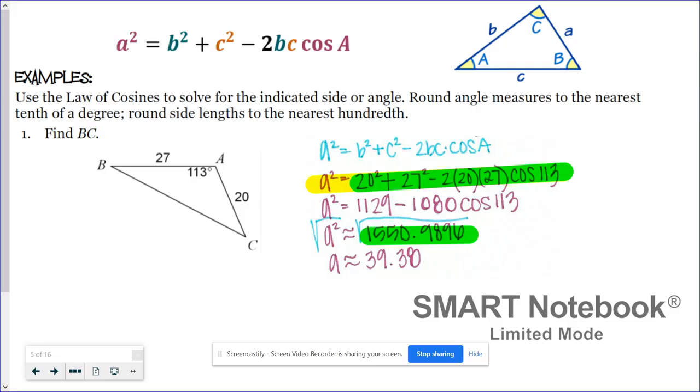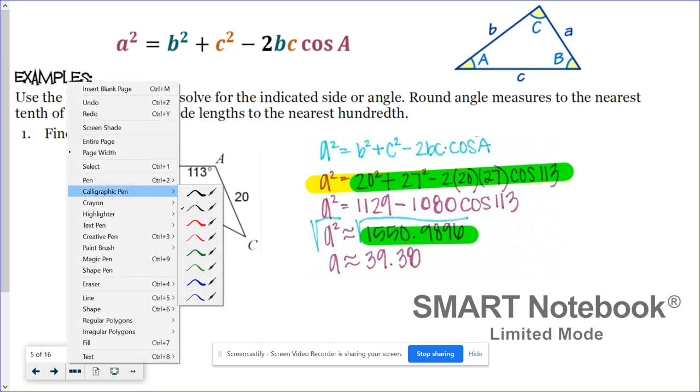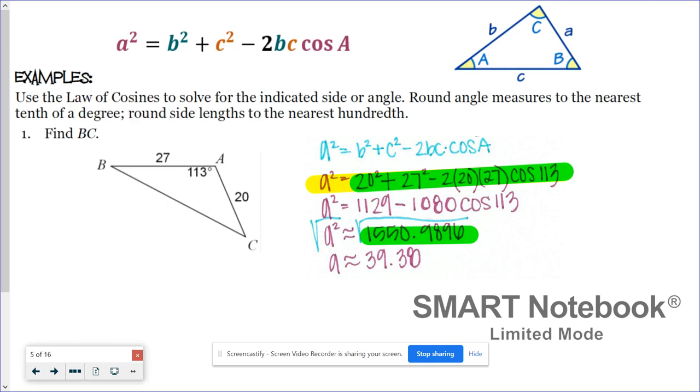Because notice that that 1,550 number is a squared. In order to get side A by itself, I have to take the square root. When I took the square root of 1,550 and so on, I got that A was approximately 39.38. So the law of cosines is just me using a formula and doing some calculating, which makes it easy. It's just a really long formula.